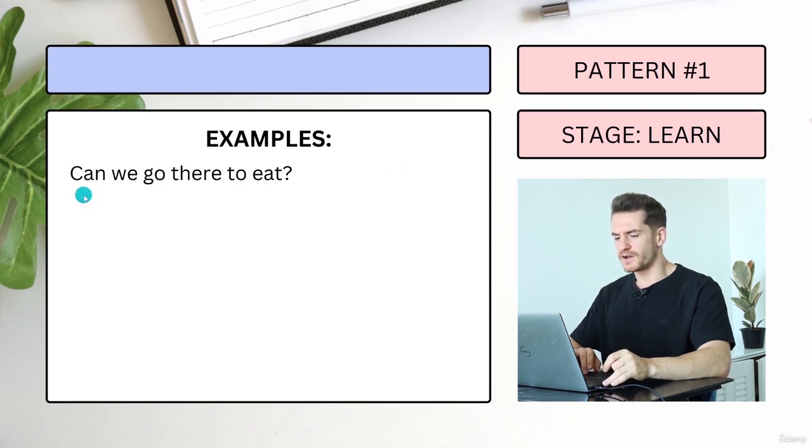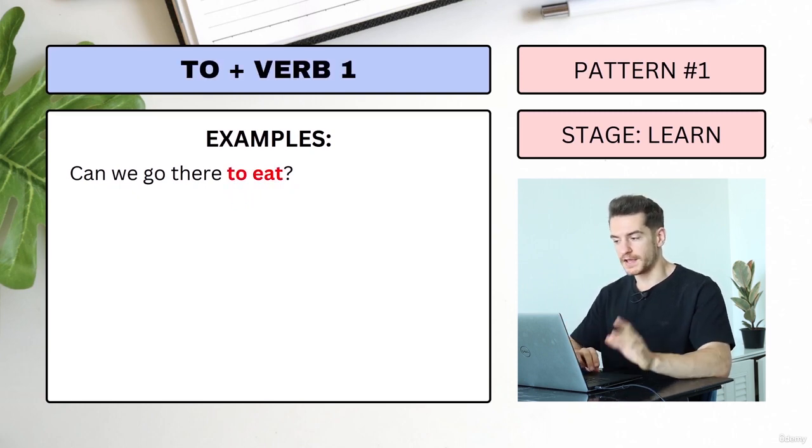Have a look at this sentence, guys. Can we go there to eat? Have a quick look and tell me what you think the pattern is. Look at this, to eat. What's the pattern here? What do we have after to? Correct, we have verb 1. So this is the first pattern, guys.